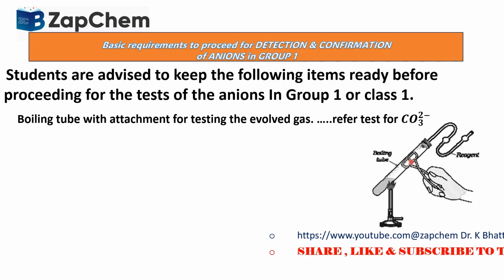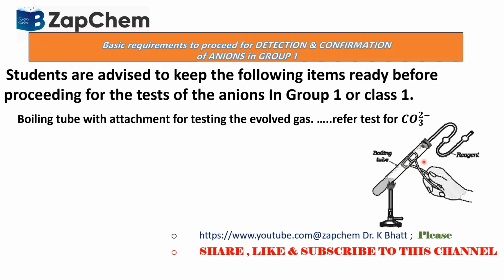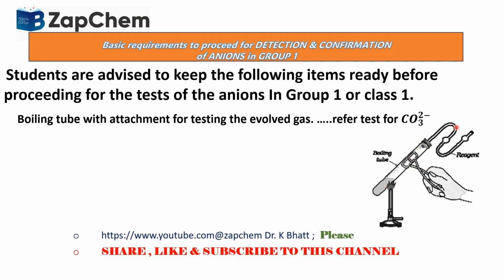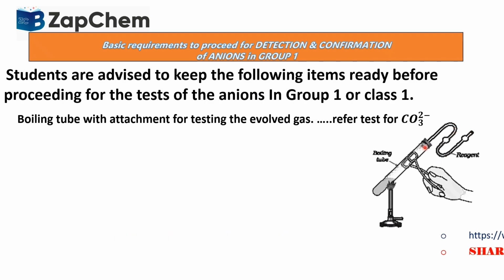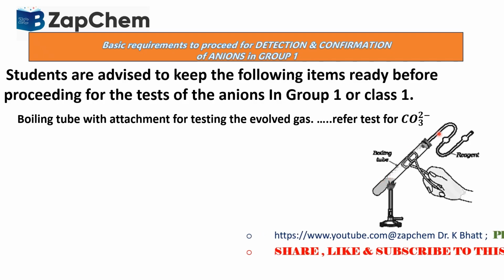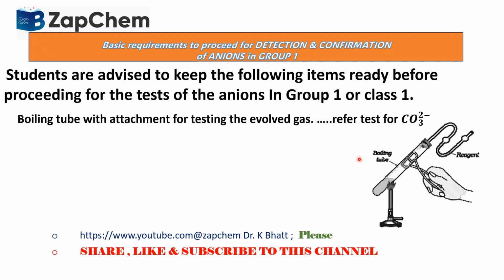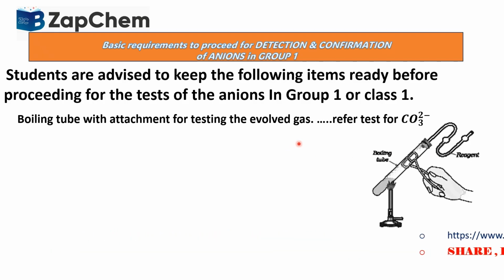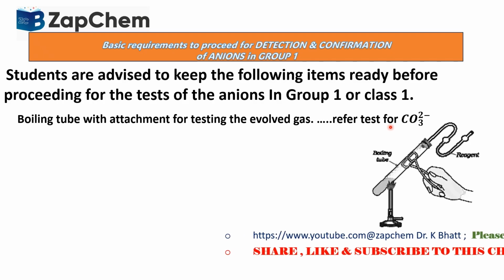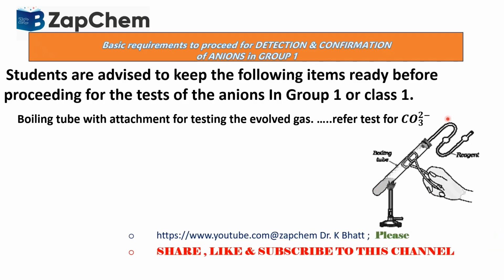Look here. This type of tube is known as a boiling tube, where there is an attachment, a tube in which reagent will be filled up. When we heat it, the gas will pass through this reagent, and we will make out certain inferences, particularly when we go through a test for carbonate.